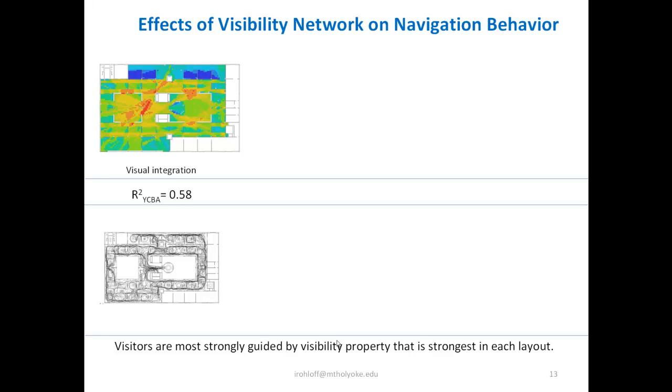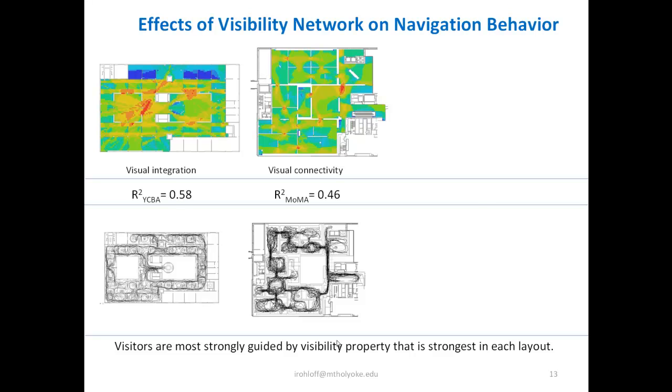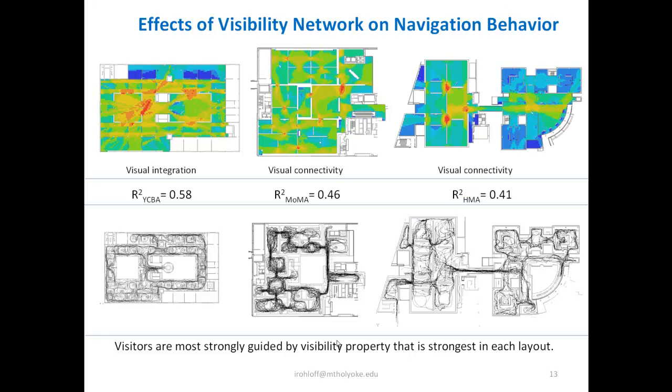When I did that, I found some interesting results. As we see, the three museum layouts are characterized by different levels of visibility network, and visitors, in fact, are guided most strongly by the visibility property that is strongest in each layout. This property is visual integration in the Yale Center for British Art, visual connectivity in the Museum of Modern Art, and again visual connectivity in the High Museum of Art. So in a way, only in the Yale Center for British Art do global visibility levels guide visitors' movement. In the two other museums, local visibility, seeing a few rooms ahead of you or seeing neighboring spaces, is the guiding property.